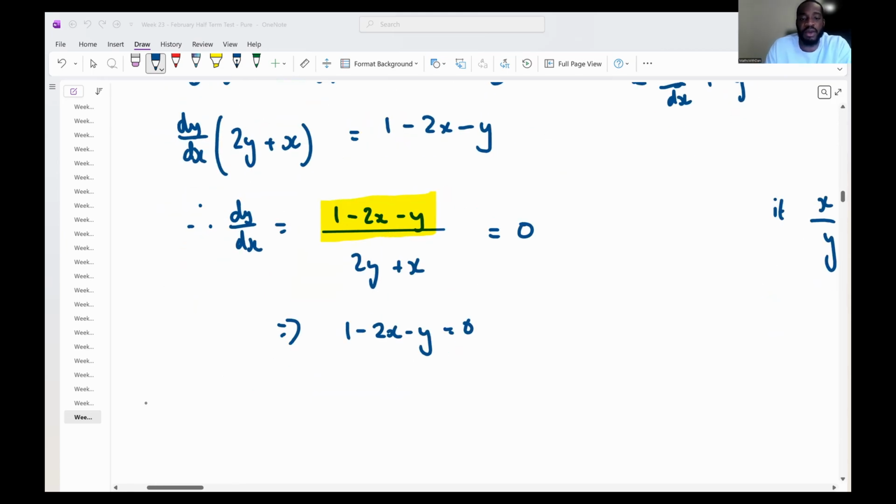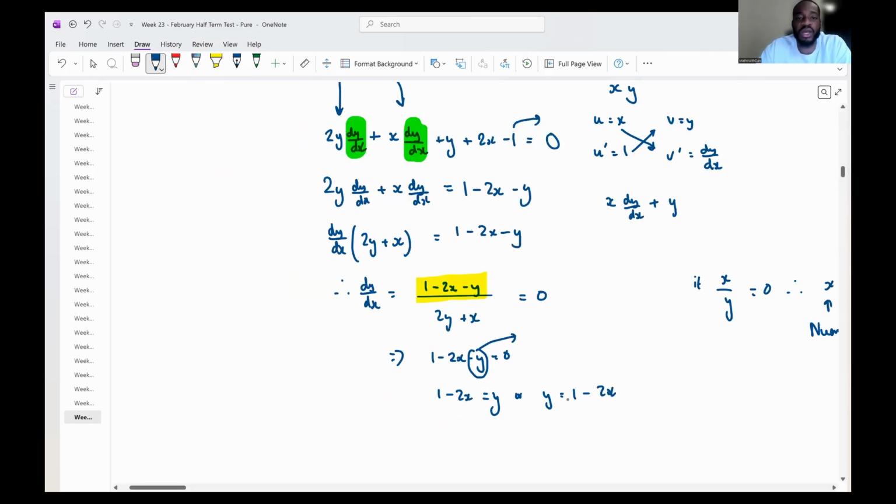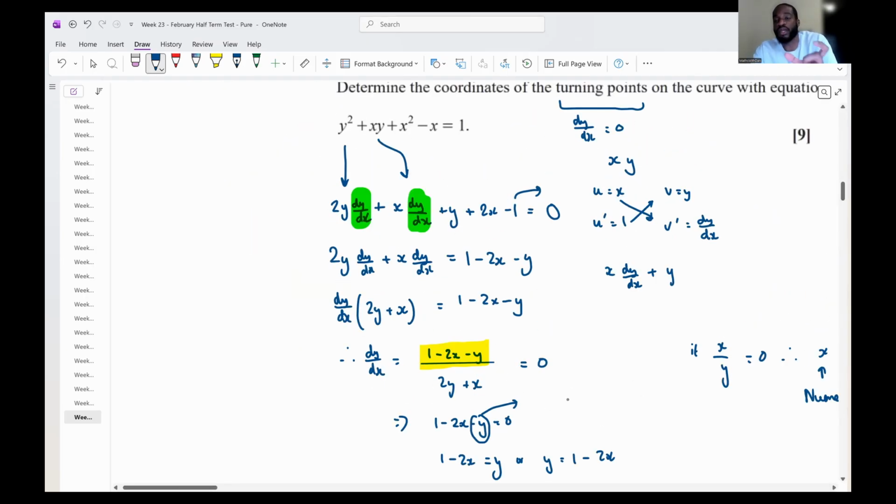What we can do is let's make y the subject. If I make y the subject, then I'm going to have 1 minus 2x is equal to y, or y equals 1 minus 2x. And then to get the values of x and y, we're going to substitute this back into the original equation. That will give us a quadratic in terms of x that we can solve.